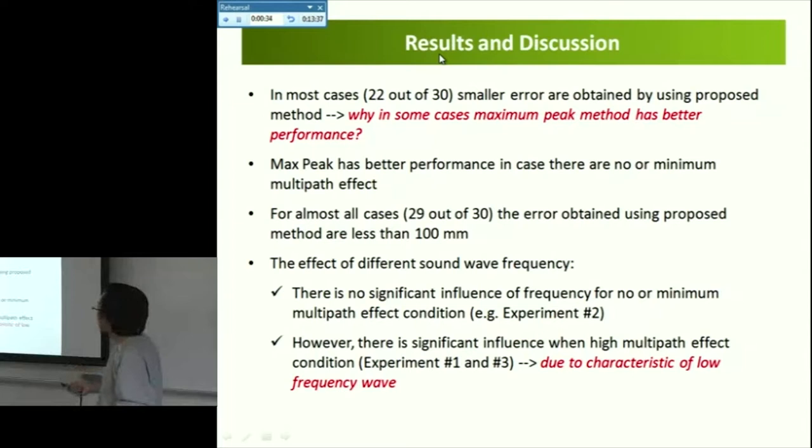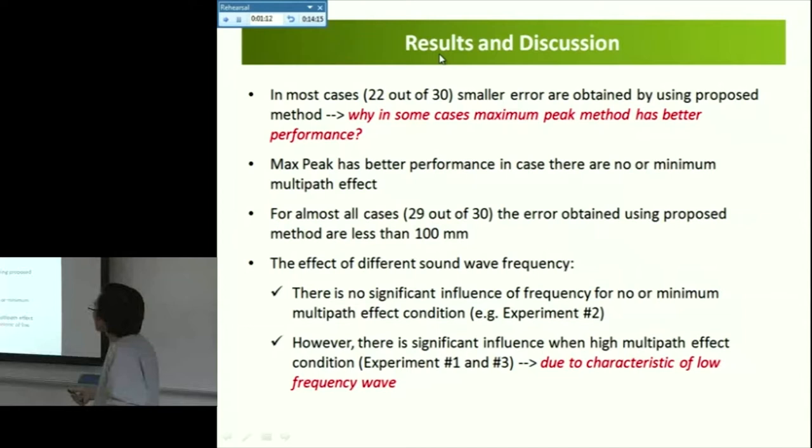And we can also observe some effect of the frequency. If there is no or minimum multipath effect, there is no significant effect of the frequency. So we can use 6, 18 or 30, and the result is not different. But if there is significant multipath effect, for example, the thickness of the obstacle is very, let's say, very large, there is some significant influence of the frequency, and we can see that low frequency is more suitable than higher frequency.